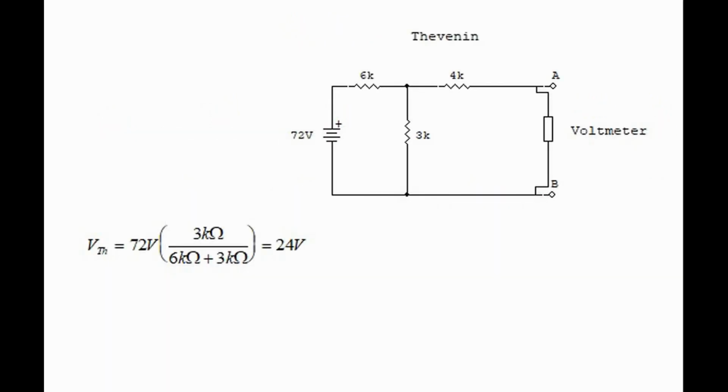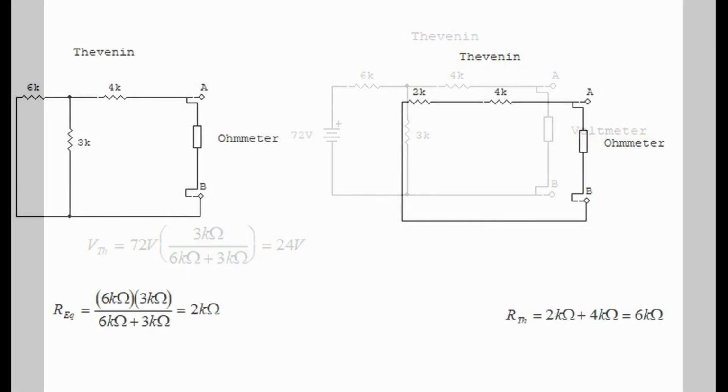In order to calculate the Thevenin voltage, we eliminate the load and replace it with a voltmeter. Then the Thevenin voltage is the voltage dropped across the 3 kilo ohm resistor. We can calculate the Thevenin voltage with the equation shown, and we see that the Thevenin voltage is 24 volts.